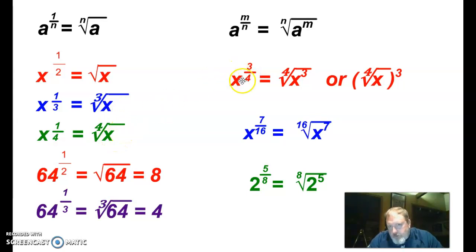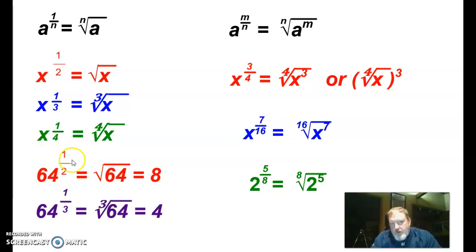So for example, when you look over here, x to the 3/4, it's the fourth root of x cubed. Typically, I'll write it this way, although this is okay as well. You can put in the root in parentheses and put the cube on the outside. Here we have the 16th root of x to the 7th, 8th root of 2 to the 5th. Again, it works both ways here.